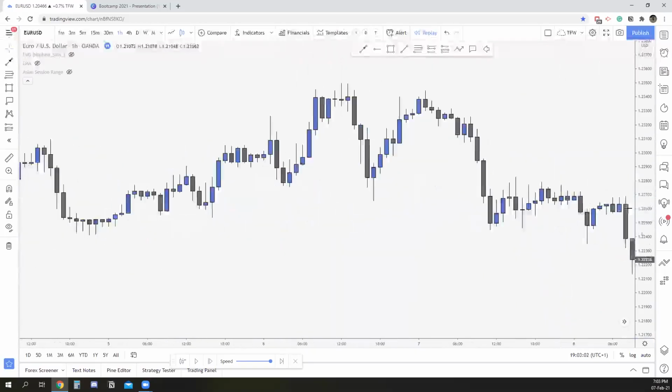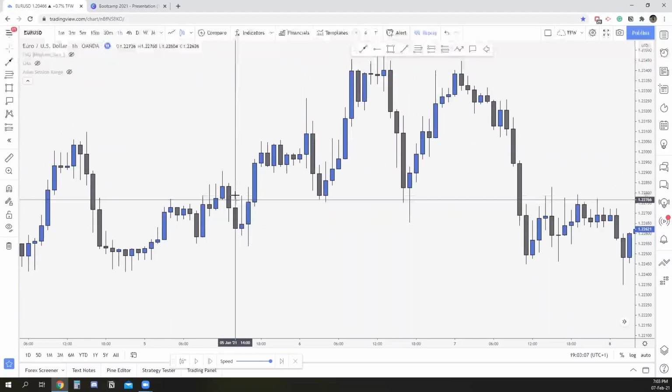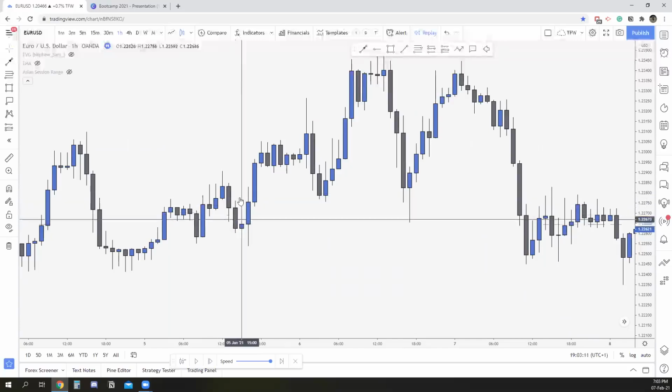Where can I look for longs? I'm going to search for my last sell before the big buy on this occasion, which is right there. The last sell before the buy. Is this sell engulfed? No, it's not. Is this engulfed? No, it's not.